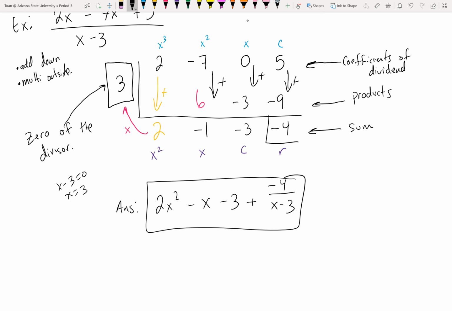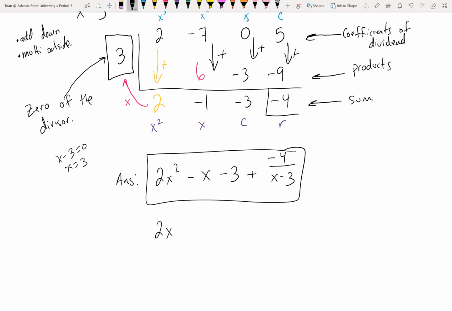Now, if you're doing your practice and you're checking your answers, they may actually write the answer like this: 2x squared minus x minus 3 minus 4 over x minus 3. The reason being, if your remainder has a negative, sometimes they just sort of factor out that negative. I will accept either version. I will admit this one looks prettier, and that's what I would personally do. But if you gave me the top one in the test, I'll give you full points. There.